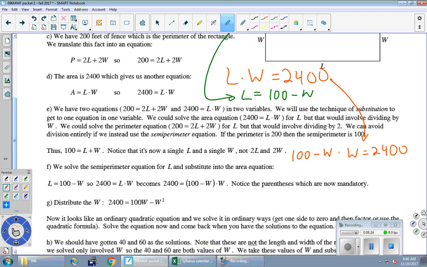Need parentheses. That L was a single thing, but now it's become two terms. It needs parentheses. It's supposed to be all of L times W. That's what it said. So now that we've got the parentheses, we're going to get this one right. But without parentheses, it was wrong. Okay, let's distribute on the left-hand side. So we go 100W minus W squared is 2400.